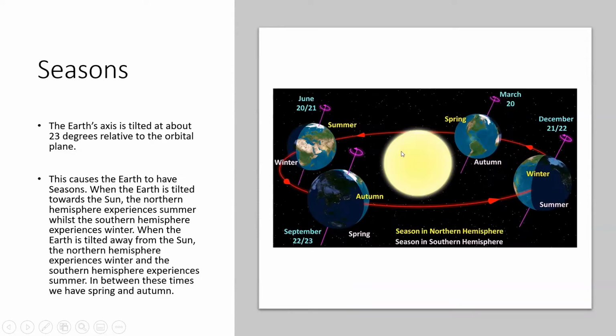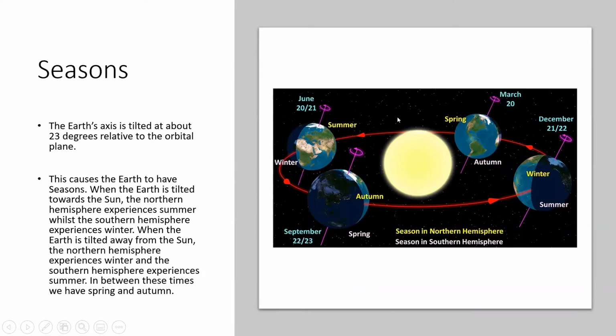So the equator wouldn't make a difference, but because I'm in the UK, I'm sort of up here, we would experience longer daylight in the summer. All the UK would experience longer daylight.